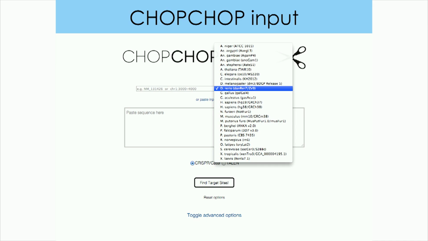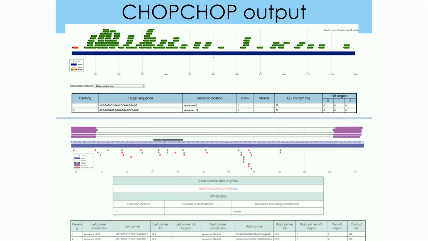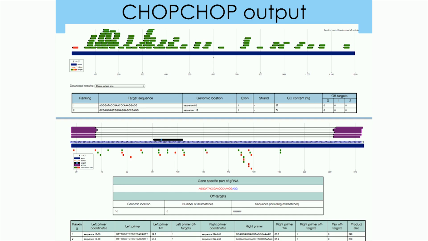When you go into Chop Chop, first you choose the species. You get a bunch of guides that align to, say, the entire gene that you're interested in. And then when you click on any one of those guides, it'll say, oh, here are the primers that I would make to be able to look at the indel around that region. So it can be really useful.